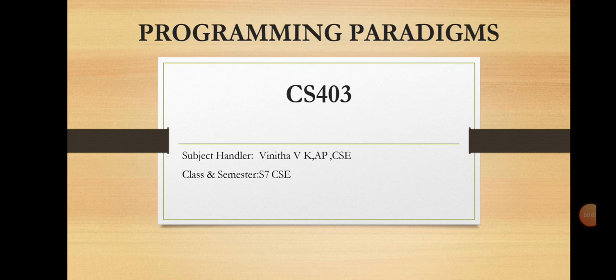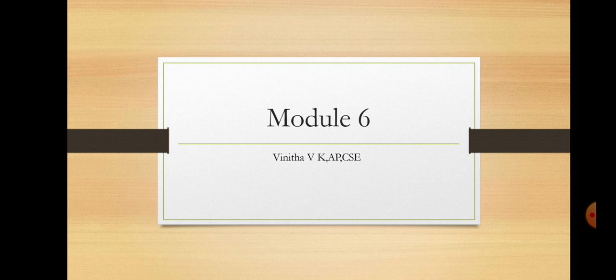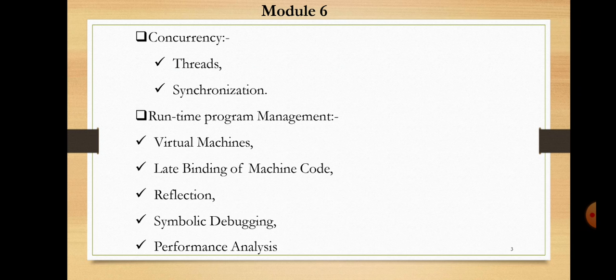Hi students, in this video we are going to discuss the next module, that is module 6. The major topics in module 6 are: first one is concurrency. Under the term concurrency we have to discuss what we mean by thread and synchronization. Next is runtime program management. In that we have to discuss virtual machines, late binding of machine codes, reflections, symbolic debugging, and performance analysis.